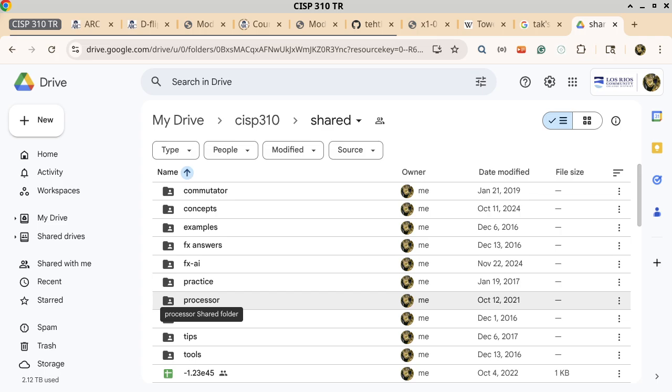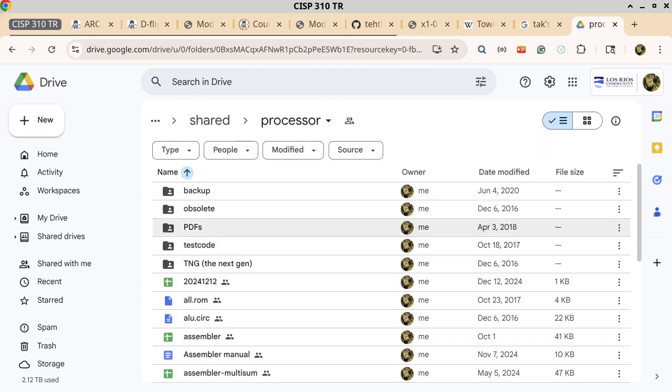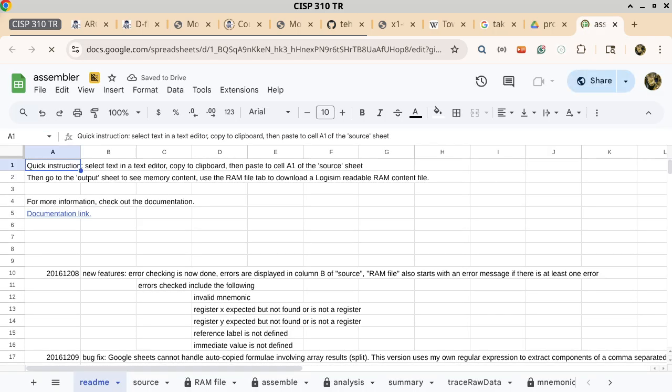I'll show you. You go to the processor subfolder inside the share folder, and then you just double click on assembler, and that is the assembler. You look at this and go like, that cannot be an assembler. This is a Google Sheets spreadsheet, and it really is just a spreadsheet. No, I shouldn't say converted, I abused a spreadsheet to do the work of an assembler. So let's go check out what it can do.